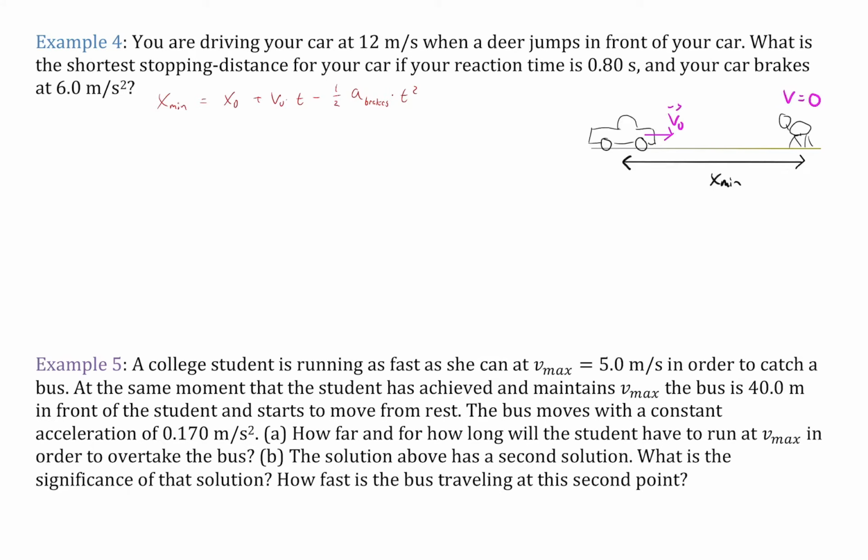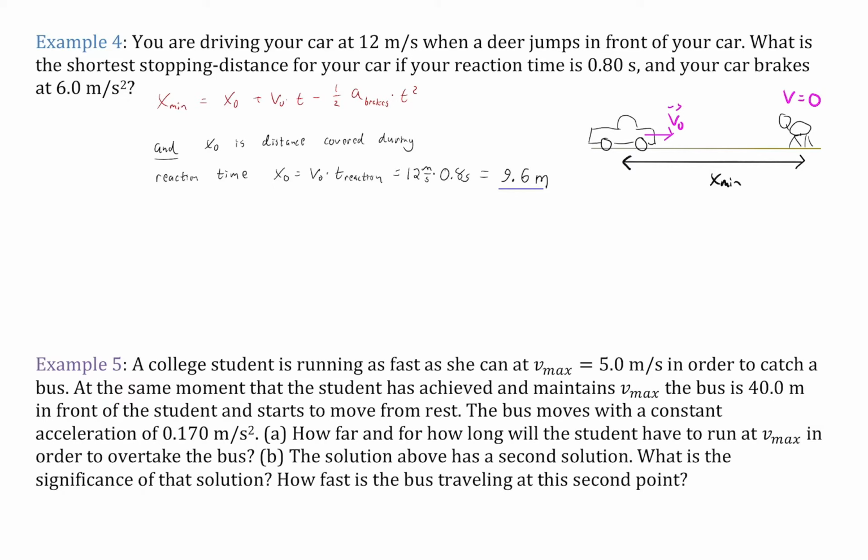Okay? Here's a picture. Here's the car with its initial velocity of 12 meters per second. Here's the distance you're trying to solve for, x min. And you know your final velocity must be 0. Now, I'm assuming that final velocity is occurring somewhere near the deer. This is my wonderfully drawn deer. Okay? So, x naught is the distance covered during reaction time. So x naught here is not 0.